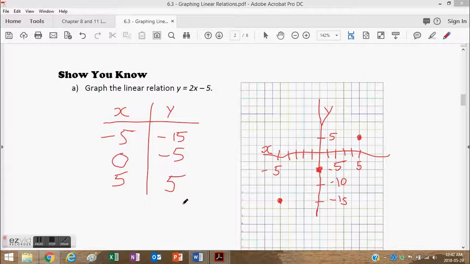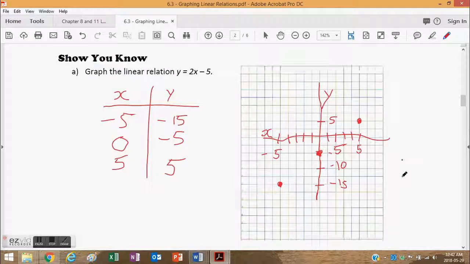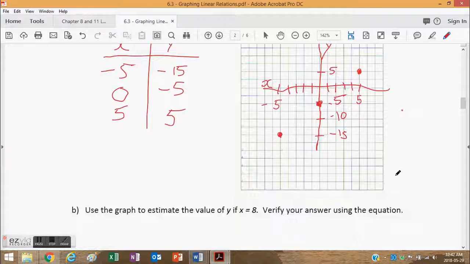Alright, so I've done a little bit of work for you here. I graphed 3 points here. You could definitely connect these with a straight line. Use a ruler, please. Okay, and away you go. So then we look down here just a bit.